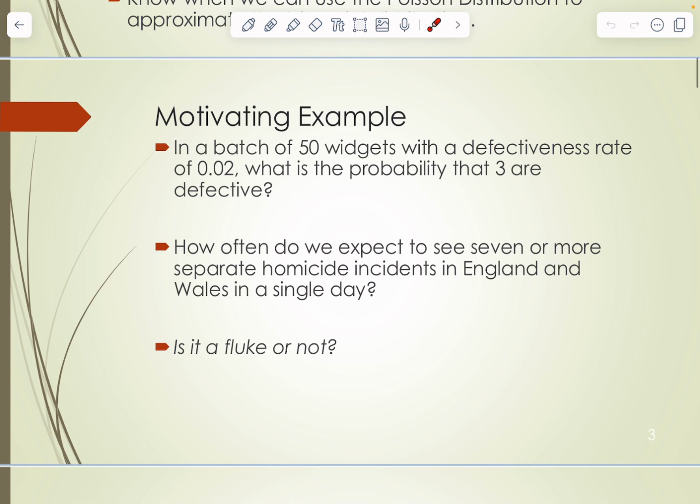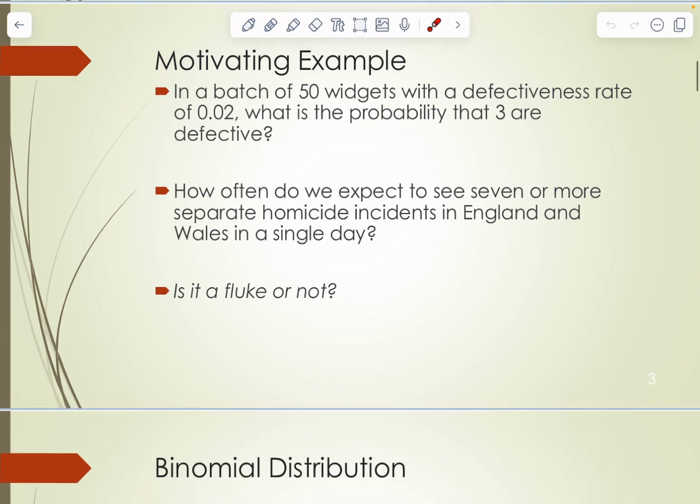Getting these probabilities helps answer this important question: is it a fluke or not? That's behind the theory of significance. Is it significant or not?